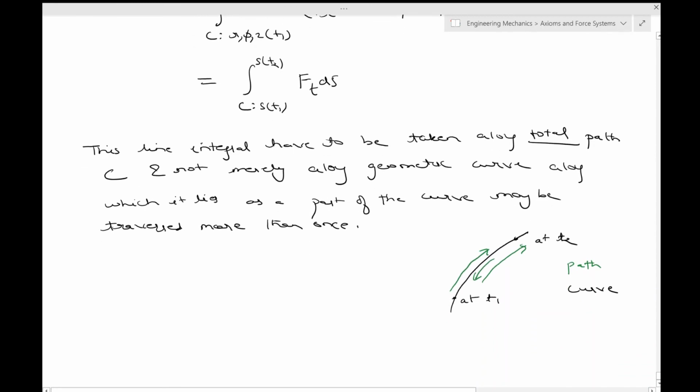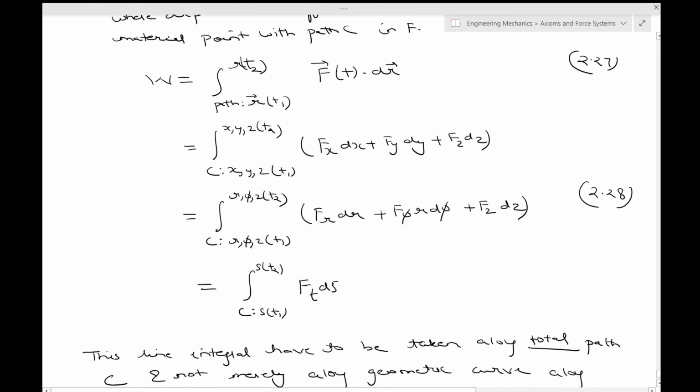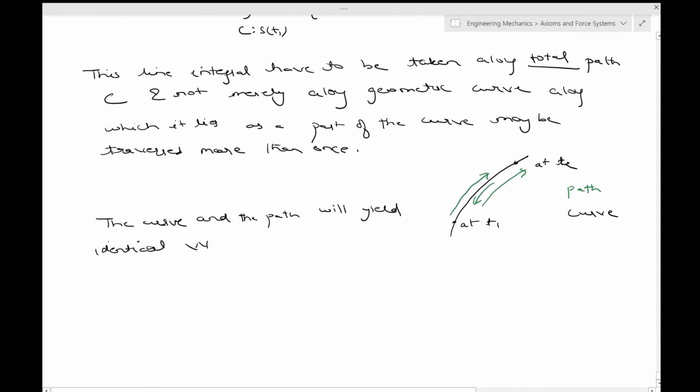Okay, now the black and the blue over here will be identical only if the material point moves in one direction on its trajectory. The curve and the path will yield identical W. So we have dropped this F frame over here, just so that it was obvious; everything is in the F frame. So the curve and the path will yield identical W only if the material point moves in one direction on its trajectory.